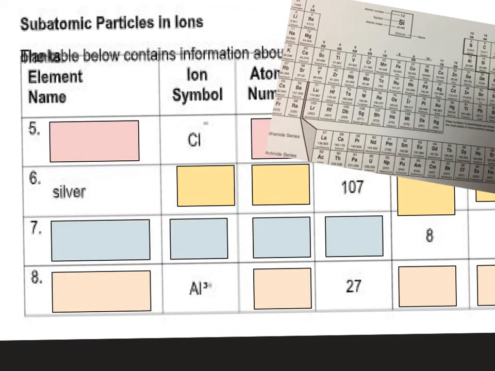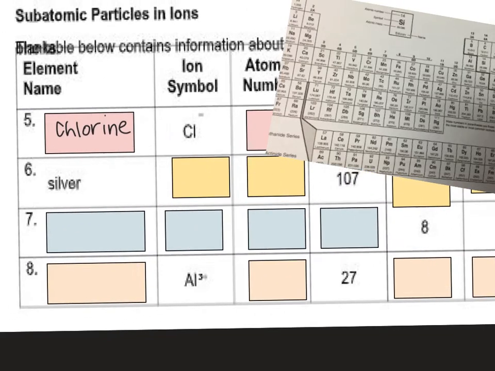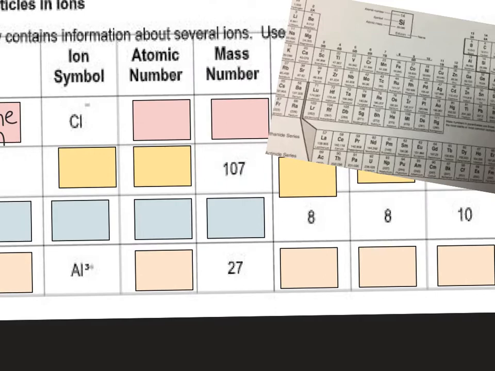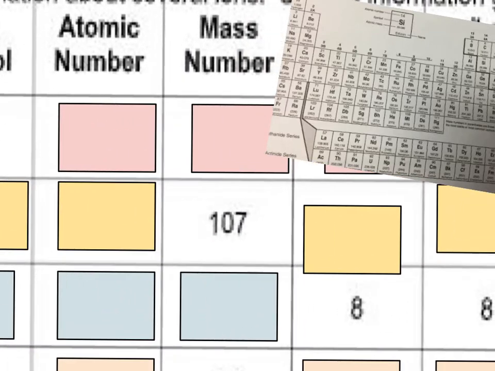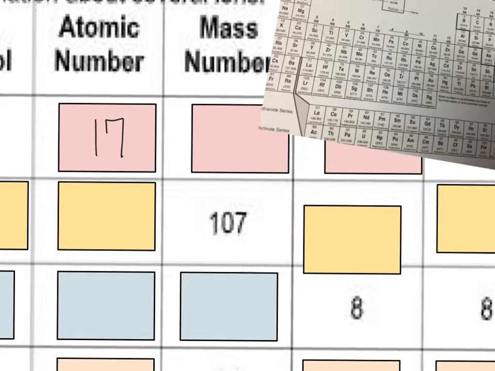Okay, so I'm going to go ahead and write chlorine in this first box for our element name. And it's going to be a chlorine ion, okay? You can write that for each of these on this page, that ion will be at the end of it, okay? All right, your atomic number. So if you look on your periodic table, the atomic number that you see is going to be 17, okay?